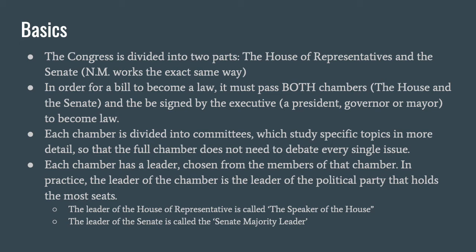And then each chamber has a leader, right? The Senate has a leader, and the House of Representatives has a leader. The leader of the House of Representatives is called the Speaker of the House. The leader of the Senate is the Senate Majority Leader. Now, there's another term, President of the Senate, but that's a ceremonial position. That position does not wield any power. It's the Senate Majority Leader. And whichever political party has the majority in each chamber determines who the Speaker of the House or the Senate Majority Leader is going to be.